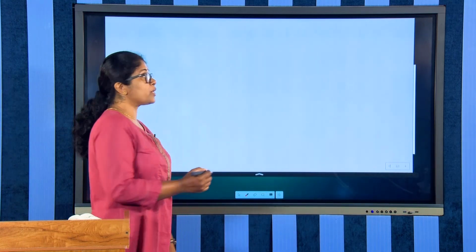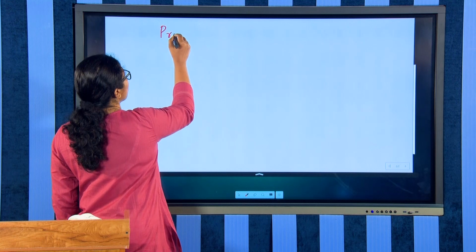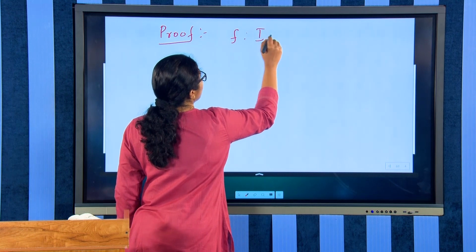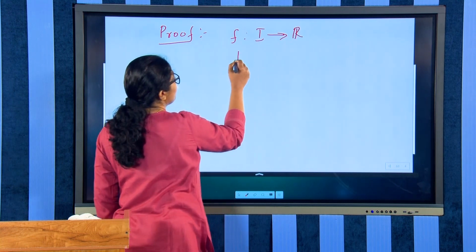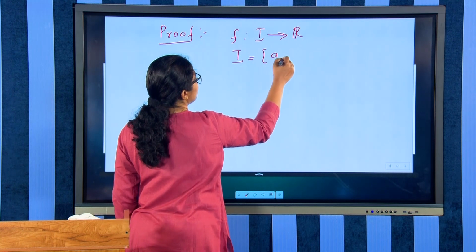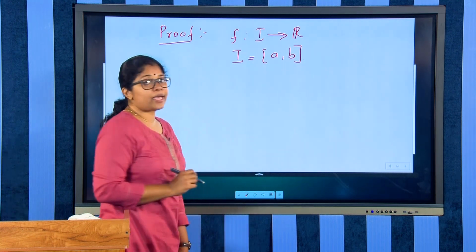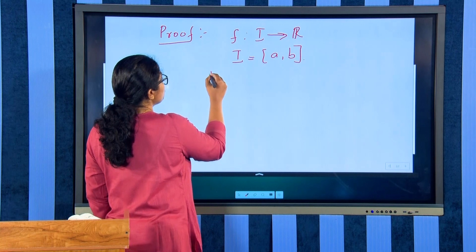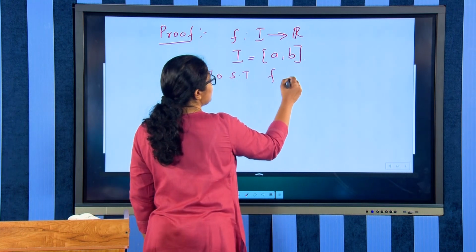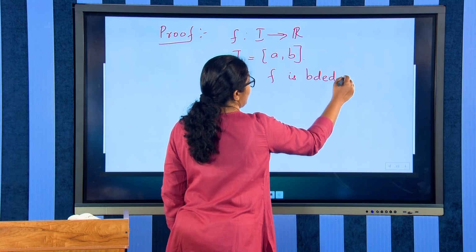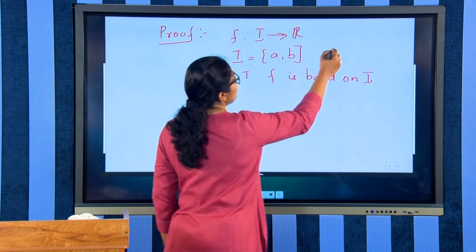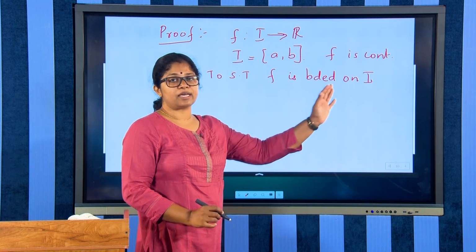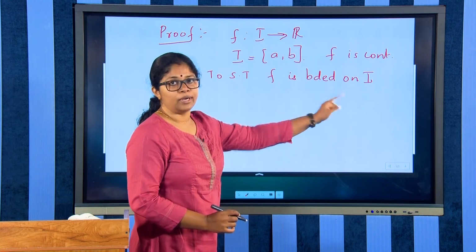We are given that the function f is defined on a closed and bounded interval. So, we can write this I as some closed bounded interval, say [a, b]. So, f is defined from the closed interval [a, b] to R. Given additionally that f is continuous throughout the interval I, we have to show that f is bounded on I.